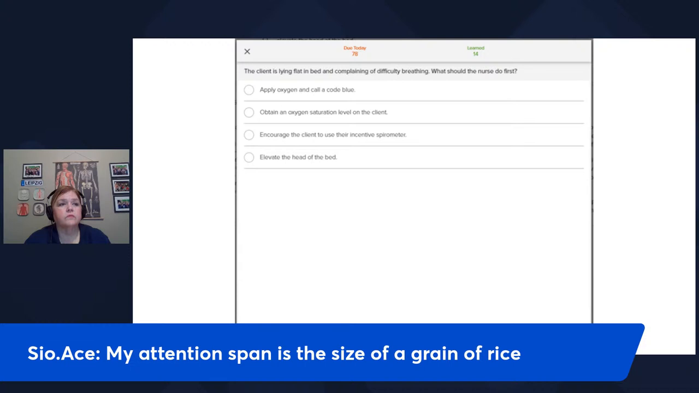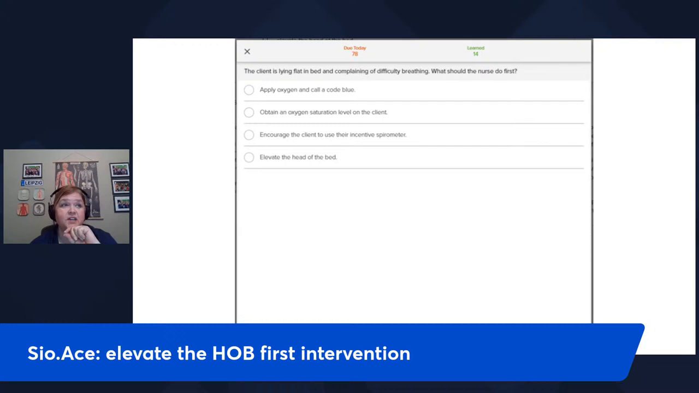Okay, so let's take a look at this question. The client is laying flat in bed and complaining of difficulty breathing. Some of you are saying, I already know what the problem is. That's right. But what should the nurse do? What I call this is the F word. The F word is first. Because what I want you to do when you see that is just do this, like namaste. There is more than one right answer.